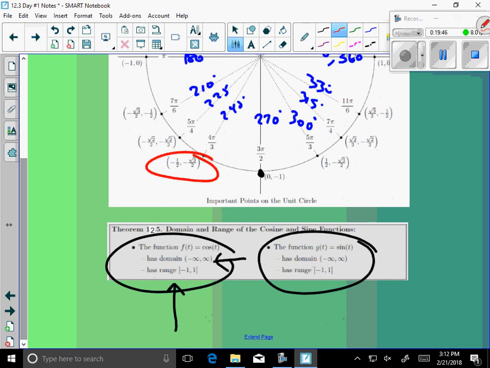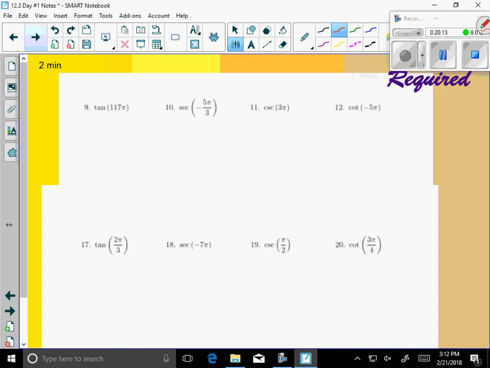I got those values. Remember that tangent of an angle is sine theta over cosine theta. Well, what is the sine? The sine is negative root 3 over 2. What is the cosine? The cosine is negative 1/2. Notice that these will negate each other, and the 2's will cancel. So I'll get square root of 3. The tangent of 4 pi over 3 is square root of 3.